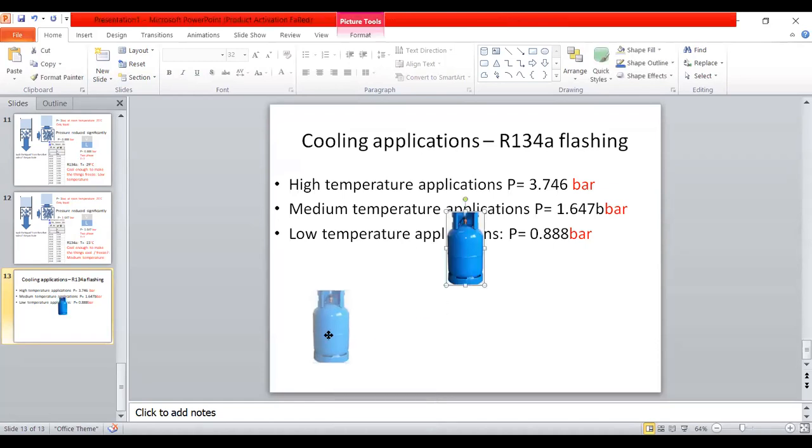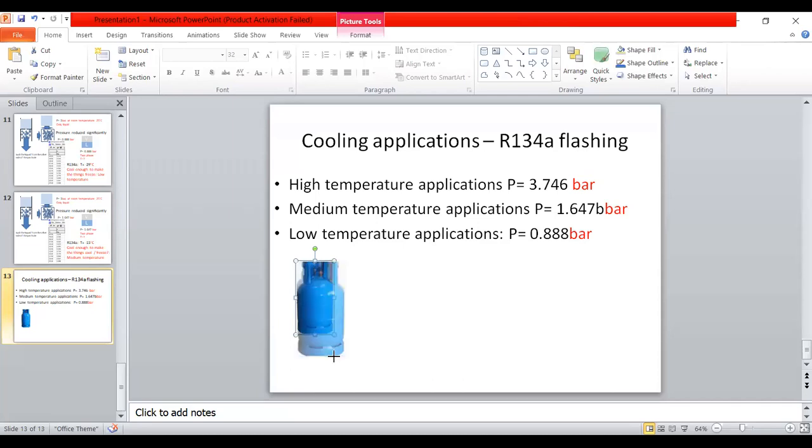This is an LPG gas cylinder. See, it is pressurized, and only then can you maintain this as a liquid. This is an LPG gas cylinder. You know?